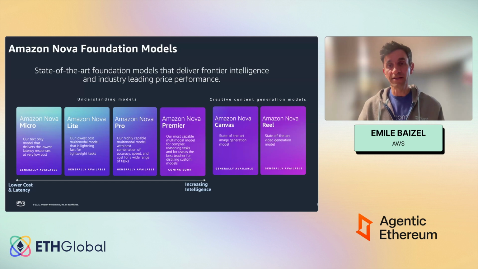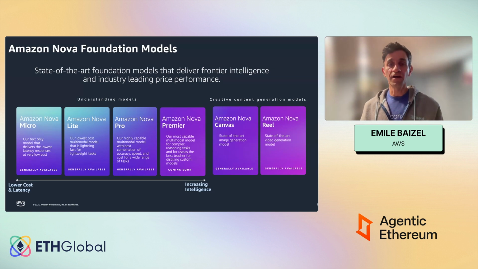And at reInvent, we announced the Amazon Nova Foundation models. These are state-of-the-art foundation models that deliver frontier intelligence and industry-leading price performance. Nova includes a couple types of models. There are understanding models, which are the ones on the left, and these accept text, image, and video as input, and they generate text as output.